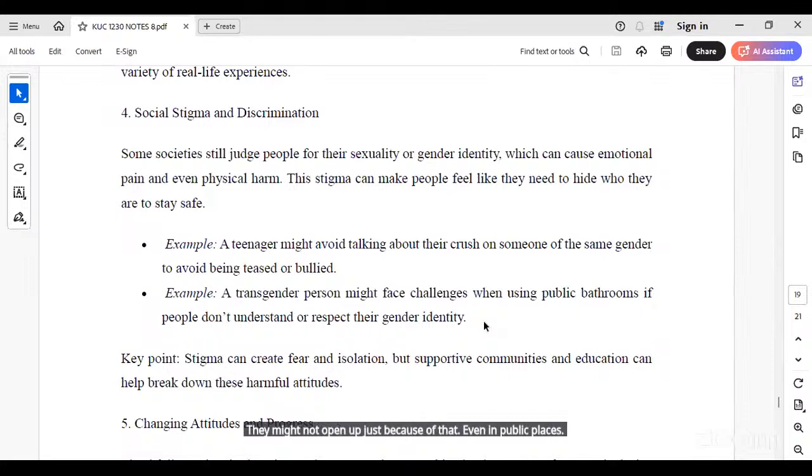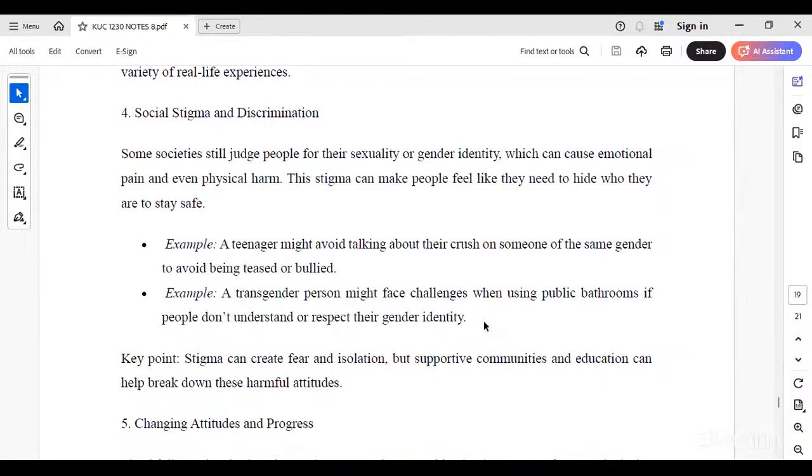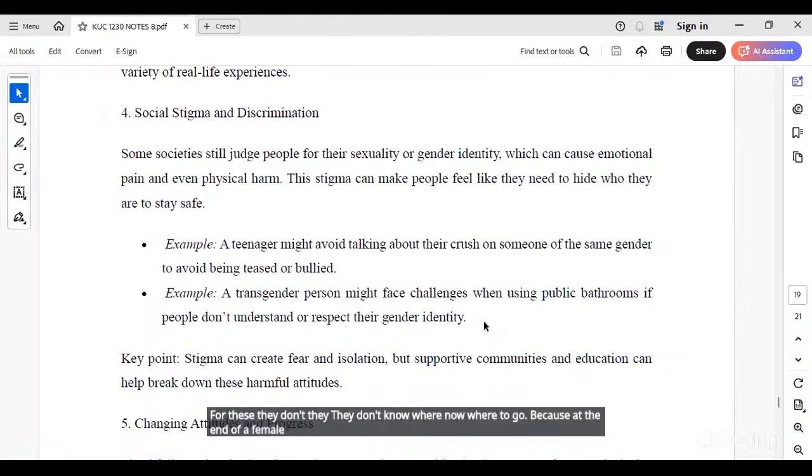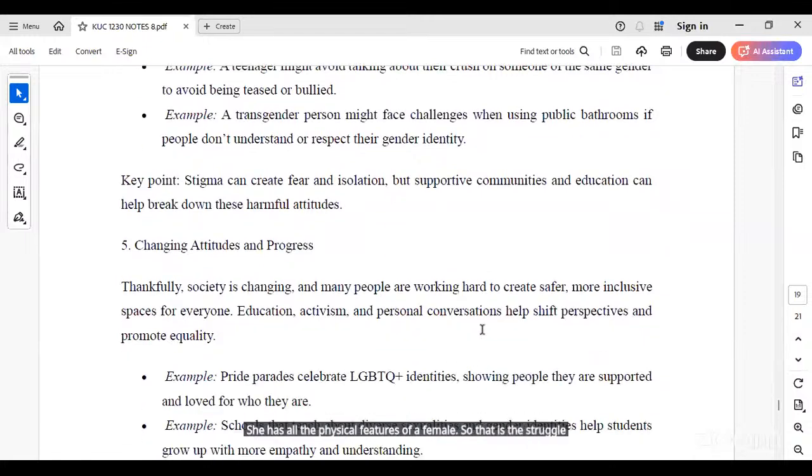But think of a transgender person who was born a female but now feels like a man. Ataenda kwa choo gani? So they don't know where to go, because akienda kwa female na yeye anaona ako mwanaume. Akienda kwa mwanaume, she has all the physical features of a female. So that is the struggle that is being presented.